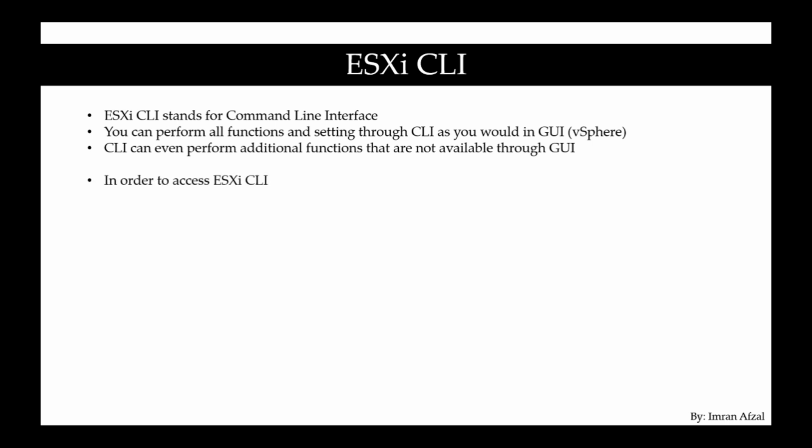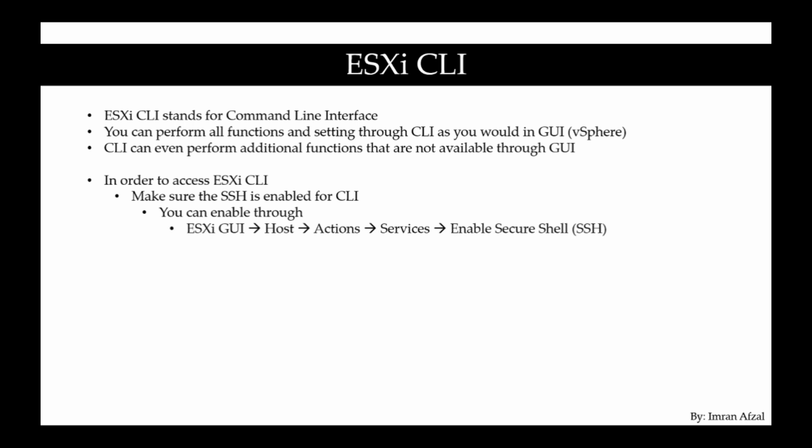In order to access ESXCLI, the command line, make sure SSH is enabled. On your ESXi server, our host, our hypervisor, there is a service that runs, and that service is SSH. There are different ways that you could enable that service. You could enable it through the ESXi GUI, meaning you open up your browser and type in the ESXi IP address, and from there you go to Host, Actions, Services, and then enable SSH.